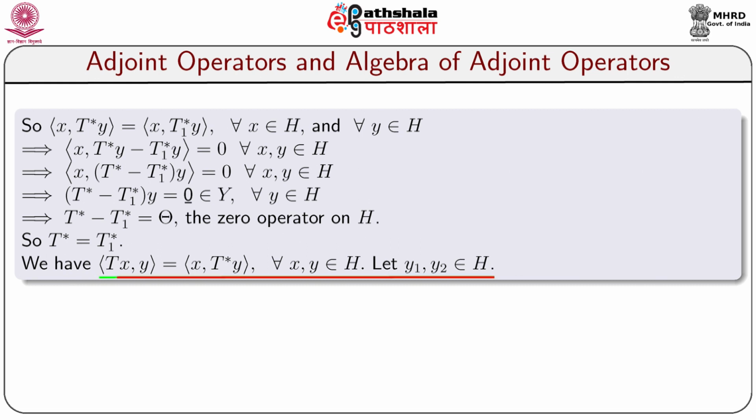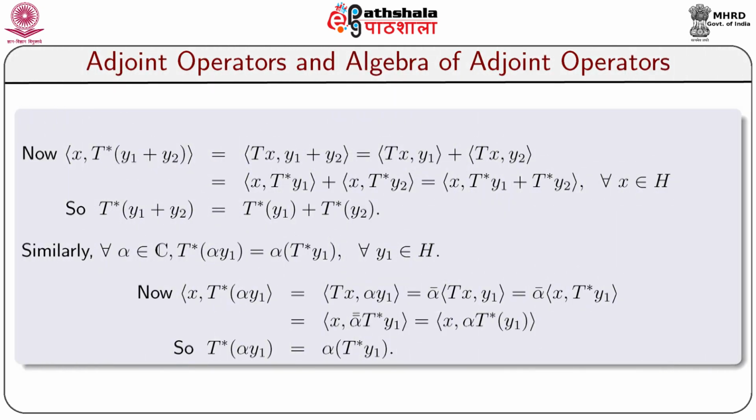Also we have inner product Tx comma y equal to inner product x comma T star y for all x, y belongs to H. Let y1, y2 belong to H. Now, inner product x comma T star (y1 plus y2) equal to inner product Tx comma y1 plus y2, which is equal to inner product Tx comma y1 plus inner product Tx comma y2, which is equal to inner product x comma T star y1 plus inner product x comma T star y2, which is again equal to inner product x comma T star y1 plus T star y2 for all x belongs to H.